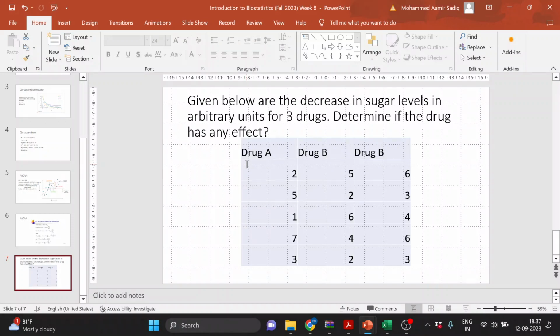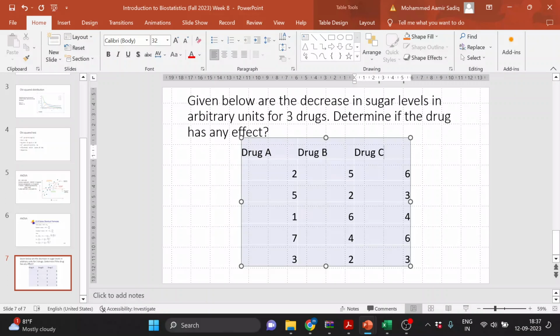So suppose you use three drugs on patients, and you try and see the reduction in glucose levels. Now suppose the reduction in glucose levels is given by these values 2, 5, 1, 7, 3, whatever. The units can be arbitrary, say millimoles per deciliter or something like that. These are the reductions, and you want to see whether these drugs are different or not, whether they are behaving differently or not. So for data like this, you use an ANOVA.